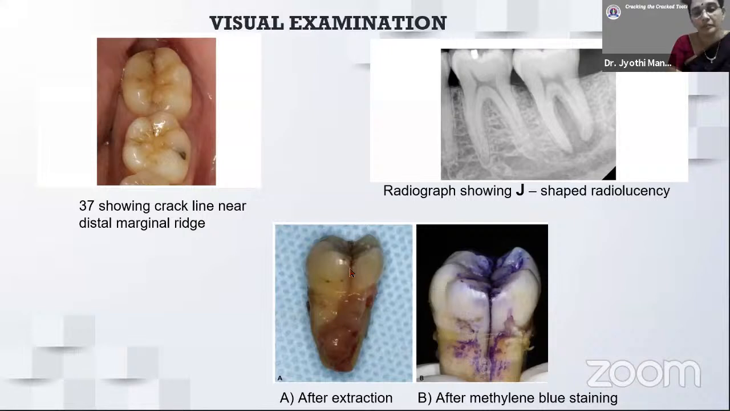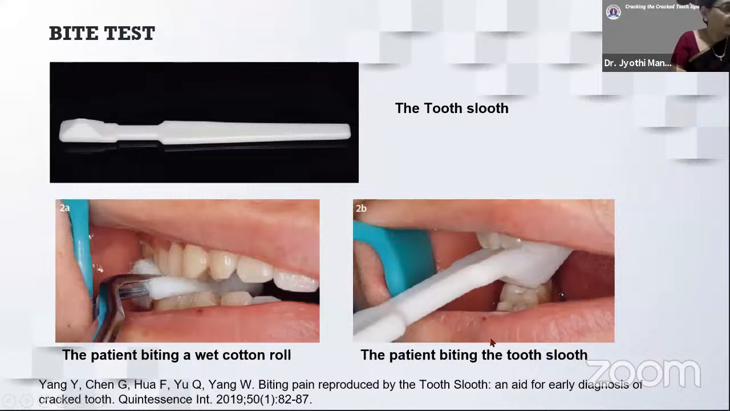After the extraction, we are able to see the fracture line extending onto the root surface also. With methylene blue staining, we can see the extent of the root fracture here. The bite test is one of the important tests for diagnosing cracked teeth. And in a recent study by Yang et al., they reported that the Tooth Sleuth has a higher sensitivity in detecting cracked teeth than cotton rolls and wooden sticks.